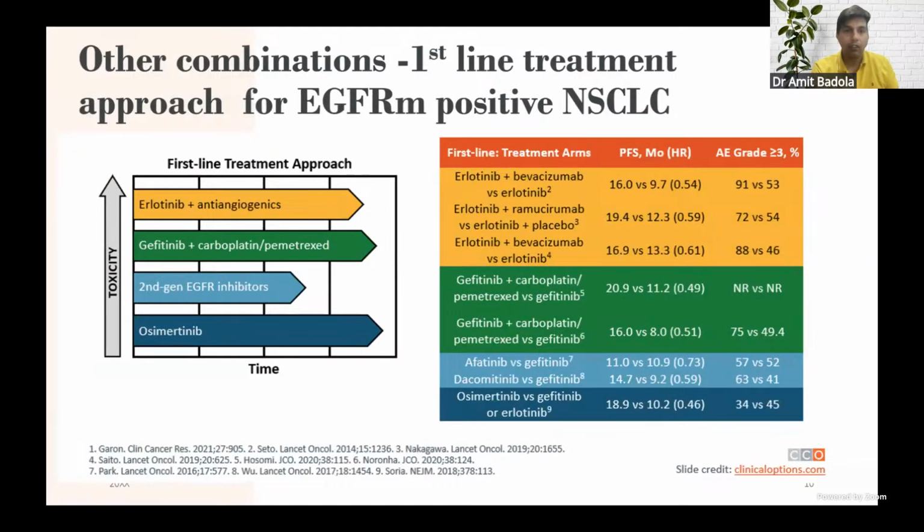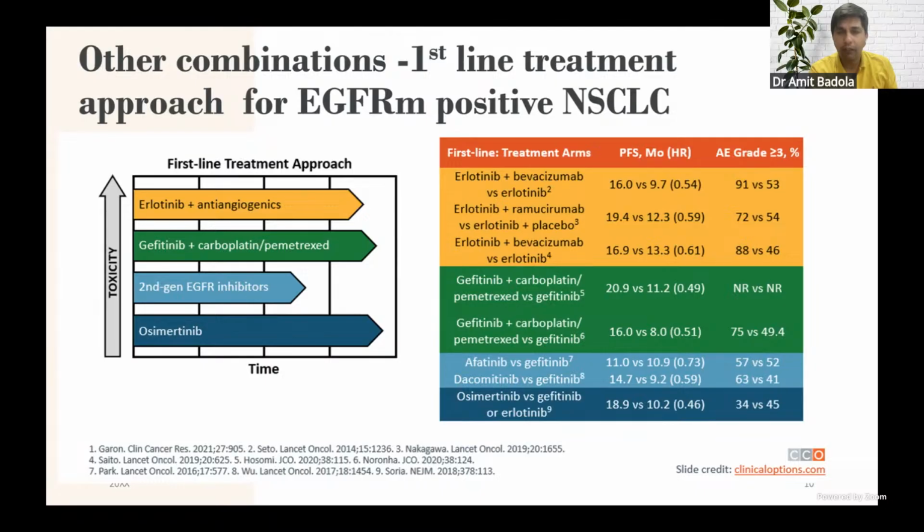This was the first-line treatment approach for EGFR mutated lung cancer, I'd say, two or three years back, where initially first generation TKIs came, then second generation, then some combinations like erlotinib plus anti-angiogenic drugs, bevacizumab or ramucirumab. Basically, this diagram shows the combination treatment approaches which we have right now.